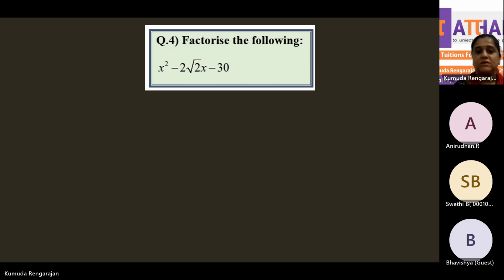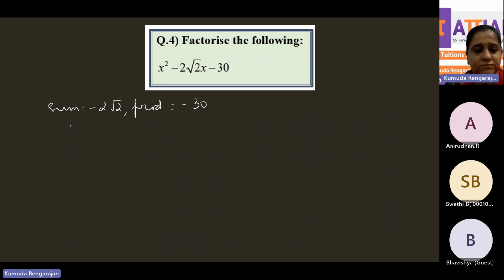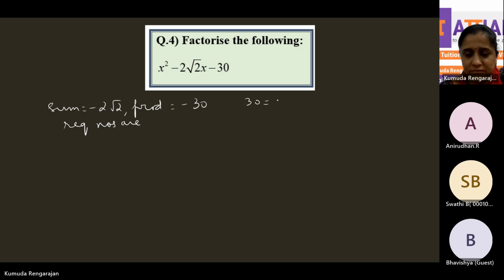Done, ma'am. Finished? Yes, ma'am. Read out your steps, Swati. Ma'am, first I have found the sum, and that is minus 2 root 2. And then followed by the product, which is minus 30. And then I have found the prime factors of minus 30. 30 is equal to 5 into 3 into 2, ma'am.